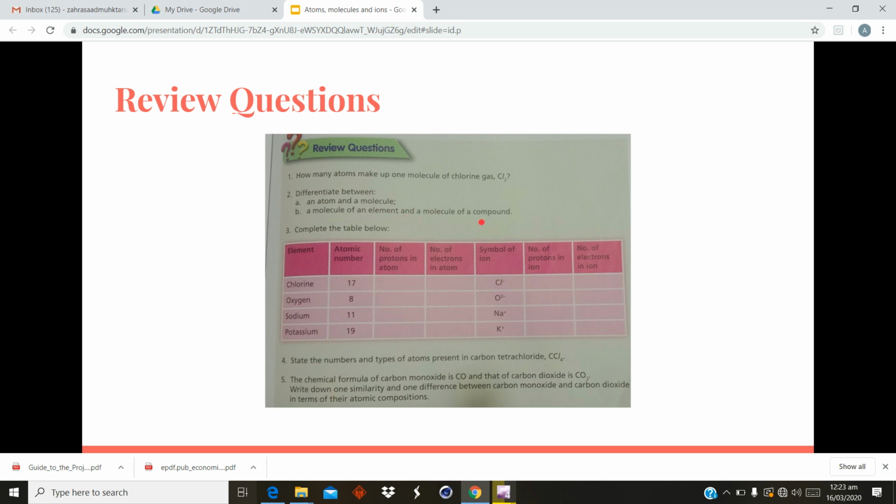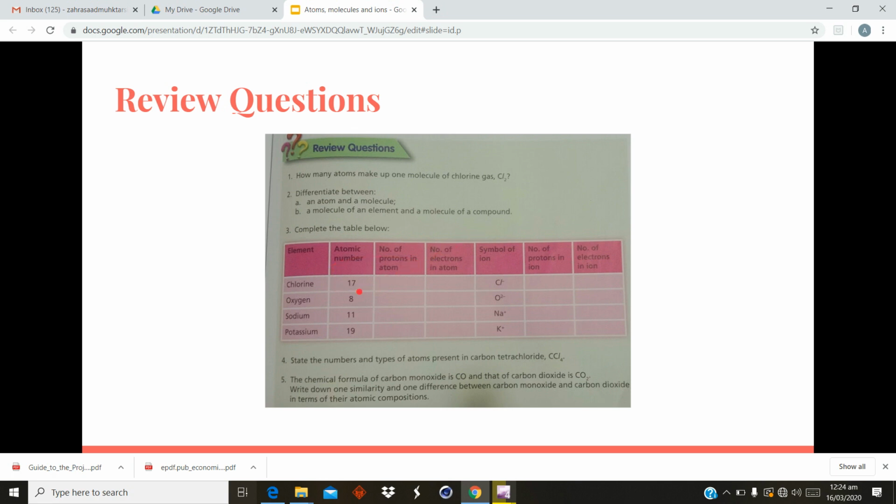If you talk about a molecule of a compound, let's talk about carbon dioxide. Carbon dioxide has two types of atoms, carbon and oxygen. Why am I exactly calling it a compound? Because it has two types of atoms.